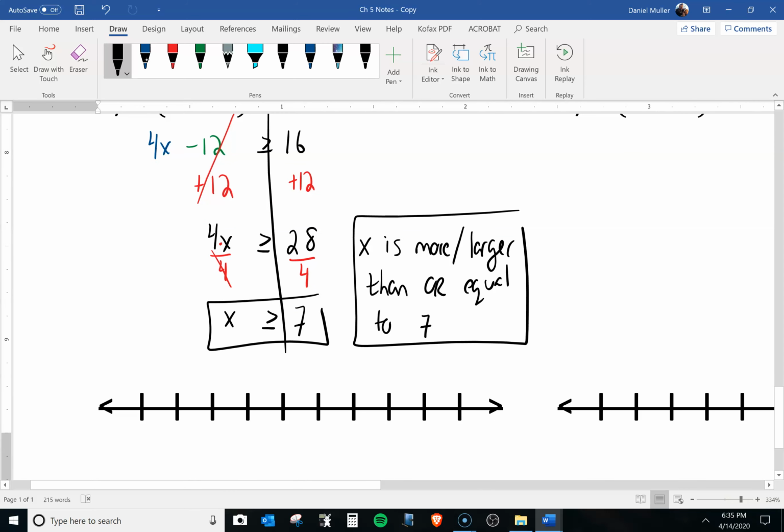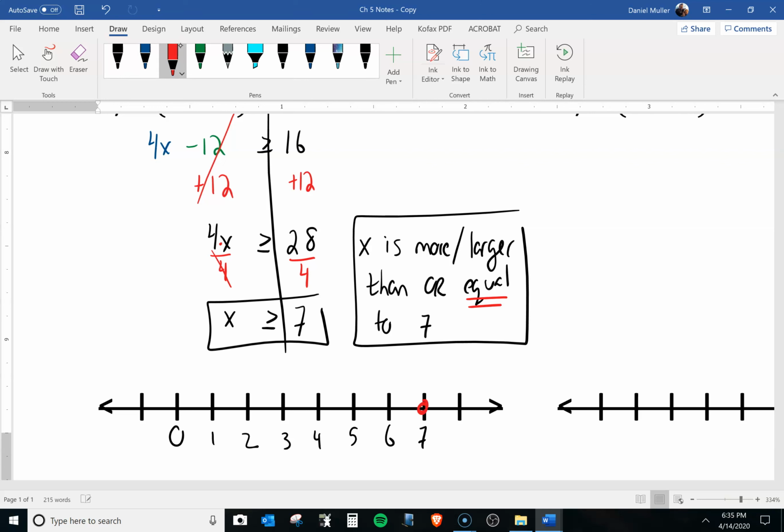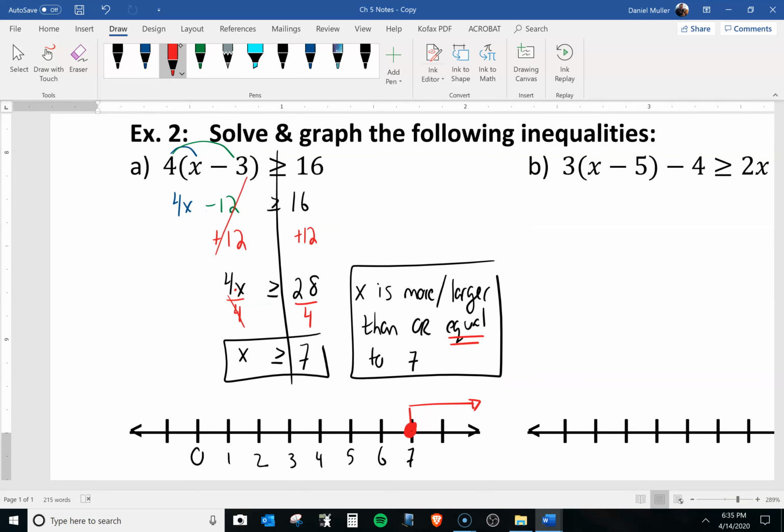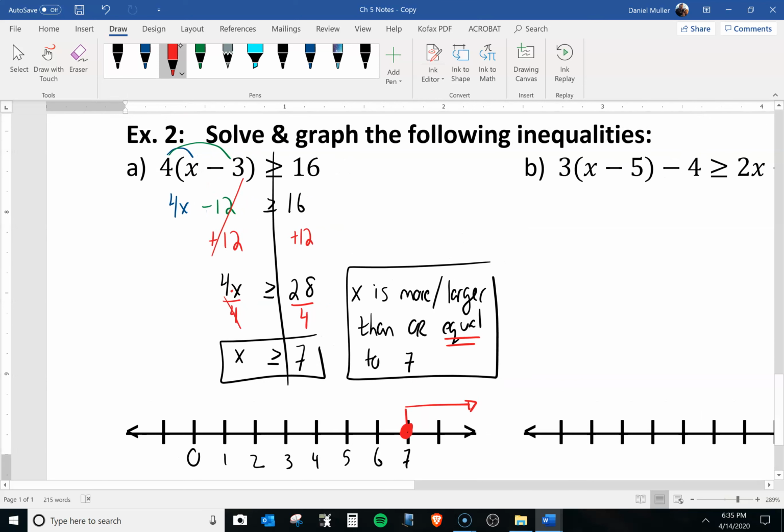Because we're dealing with all the way to 7, we'll probably put 0 near the end here. So we can go 1, 2, 3, 4, 5, 6, 7. And because it's equal to, we're going to fill in this dot. And more than that would mean to the right. We're getting more numbers, bigger numbers, larger numbers, so that's to the right. So that's what you need to have. So again, we put in the brackets, and then we did backwards BEDMAS because there were no like terms and no x's on both sides.